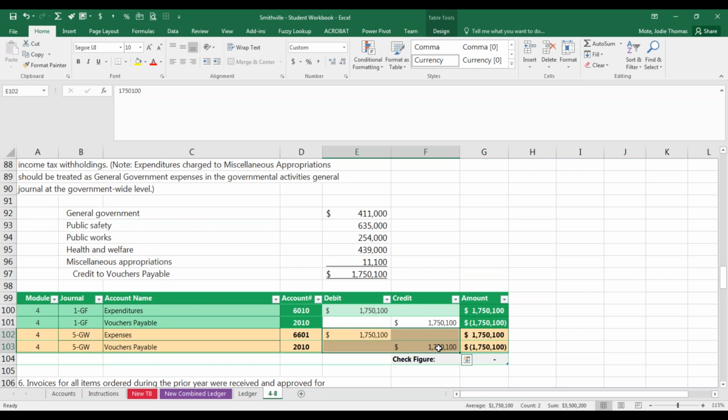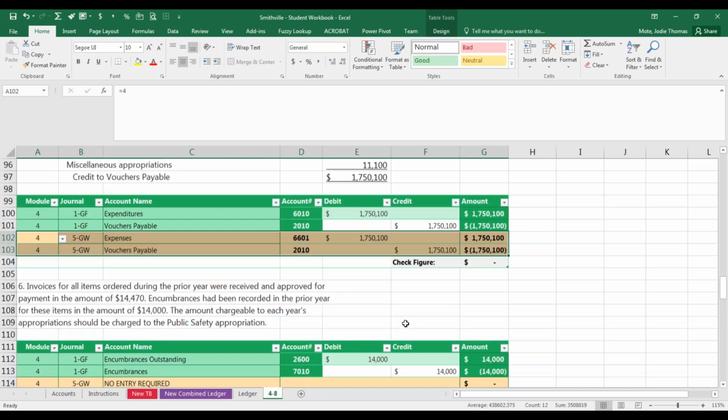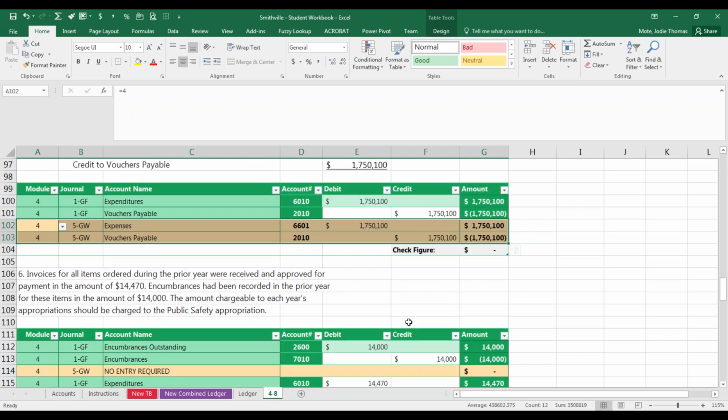Okay, and you're going to notice that a lot in your Smithville allocations. A lot of these transactions are going to look the same, and the instructions for each module give you a pretty good hint as to what you're supposed to do on this government-wide side. Okay, and even the cases where you're not supposed to record anything at all. So just be sure to read the full instructions for each one.